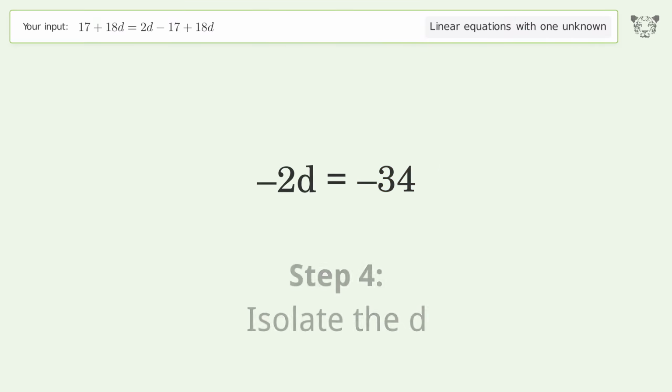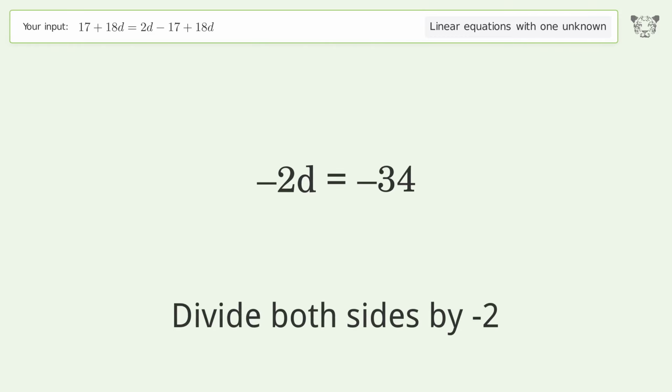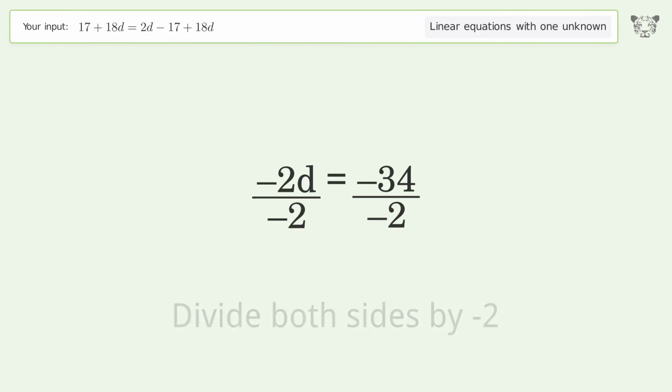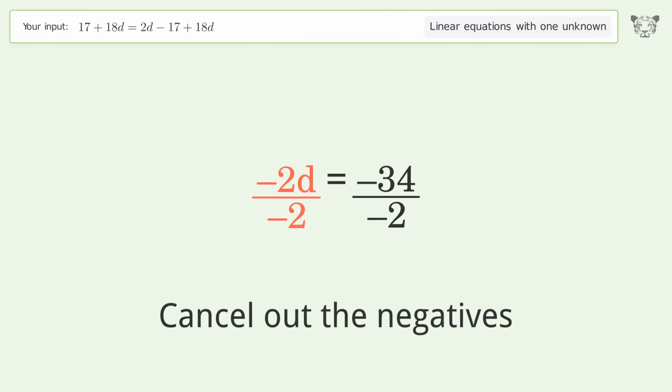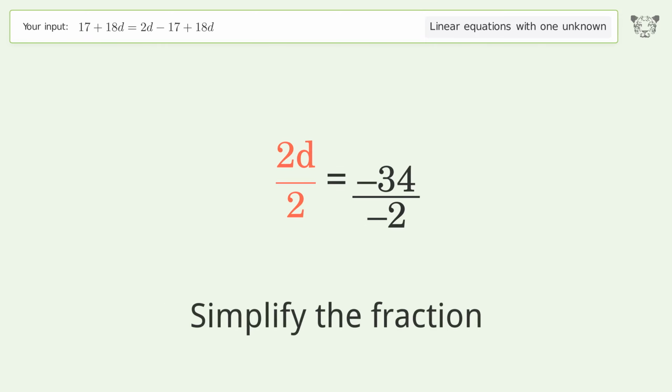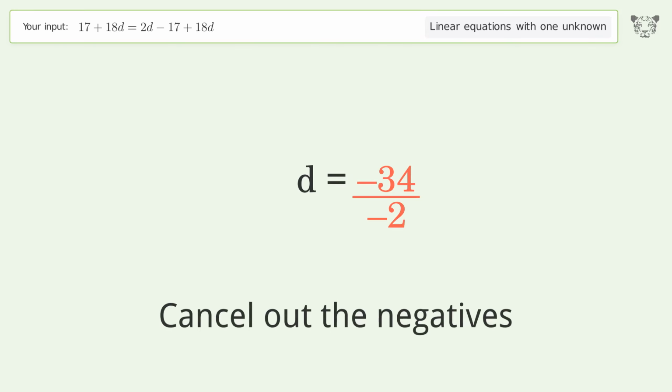Isolate the d. Divide both sides by -2. Cancel out the negatives. Simplify the fraction. Cancel out the negatives.